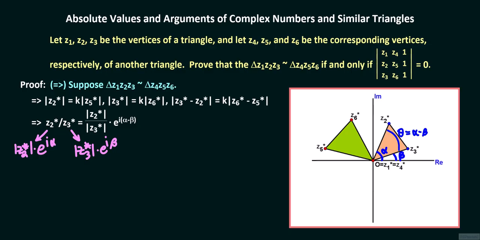If it were to happen that we have the opposite situation where alpha minus beta is minus theta, then we would use the reciprocal Z3 star over Z2 star instead of the fraction Z2 star over Z3 star. Assuming now that alpha minus beta is theta, Z2 star over Z3 star equals the absolute value of Z2 star over the absolute value of Z3 star times e raised to the power I theta.